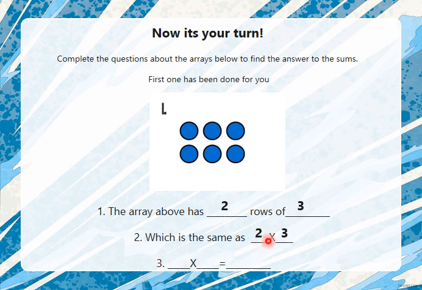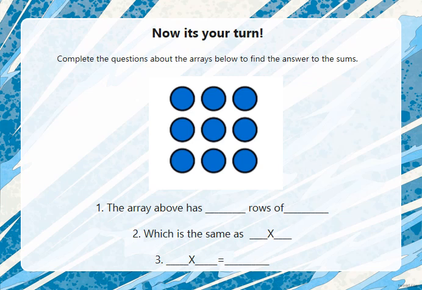Now that we have our times table, or our sum, we need to add up our array to figure out our answer. Let's count the dots in our array. 1, 2, 3, 4, 5, 6. So therefore we write here 2 times 3 equals 6.